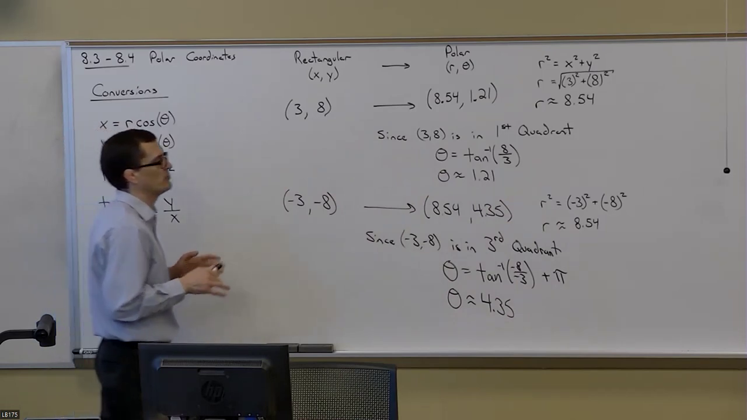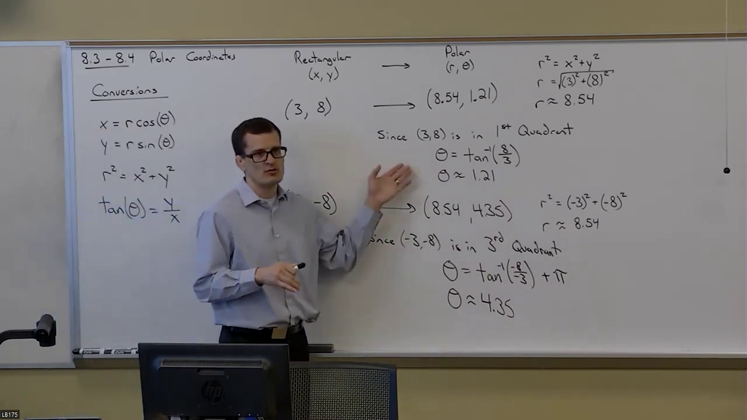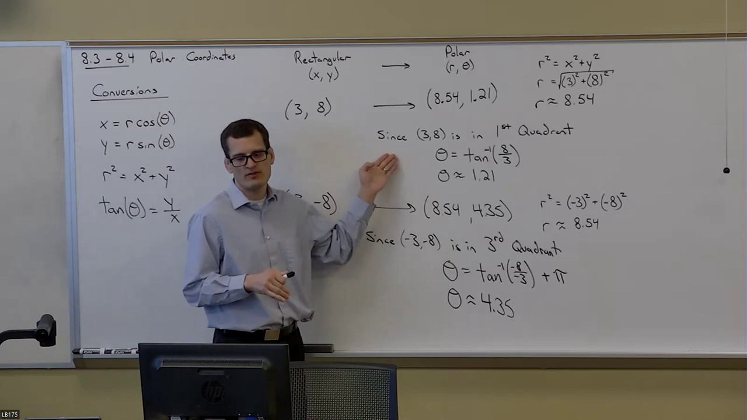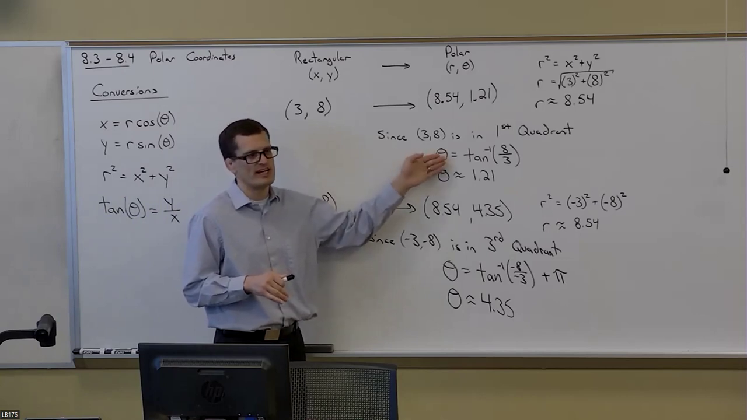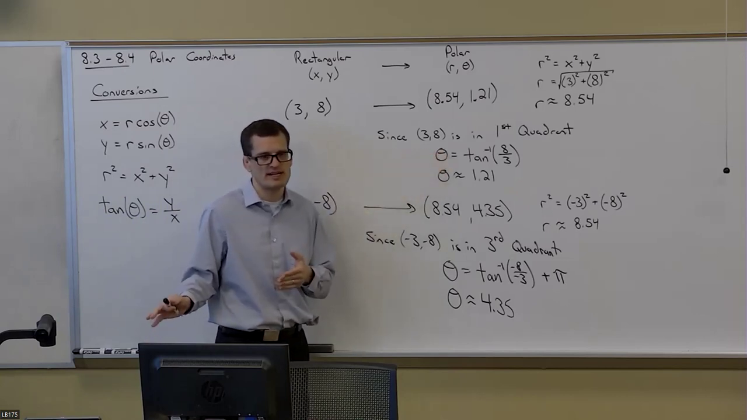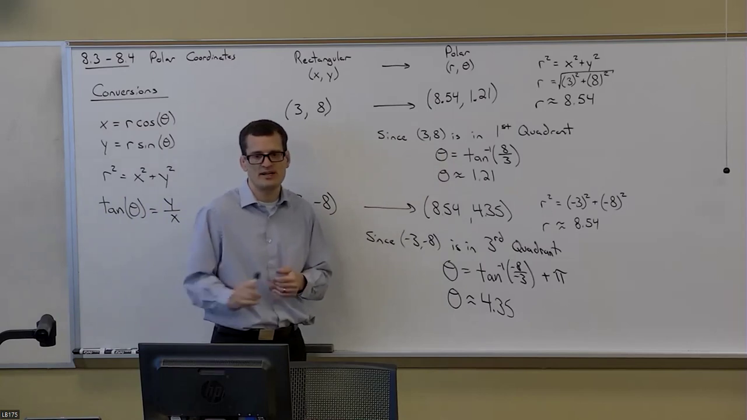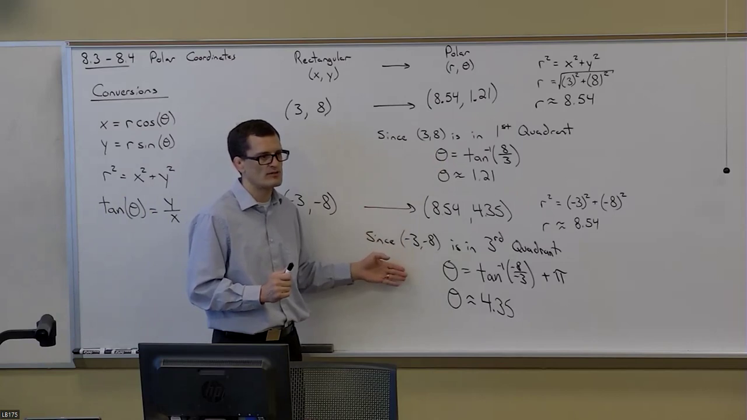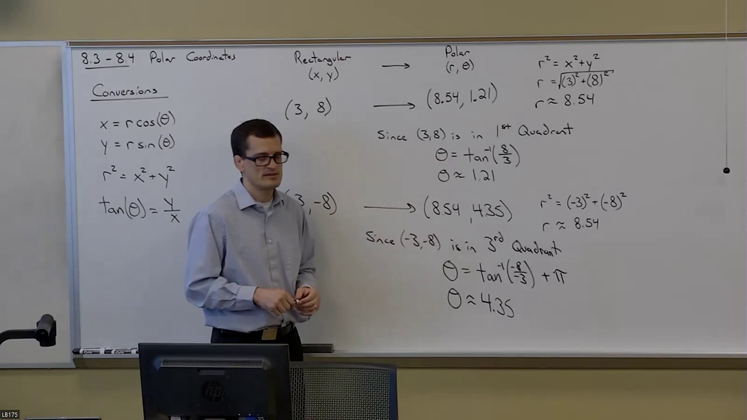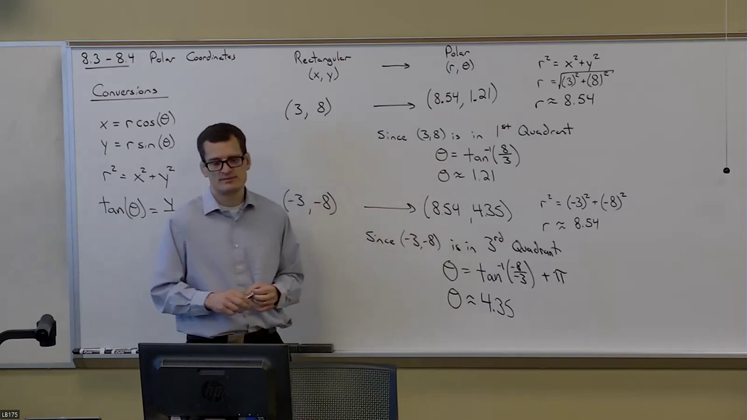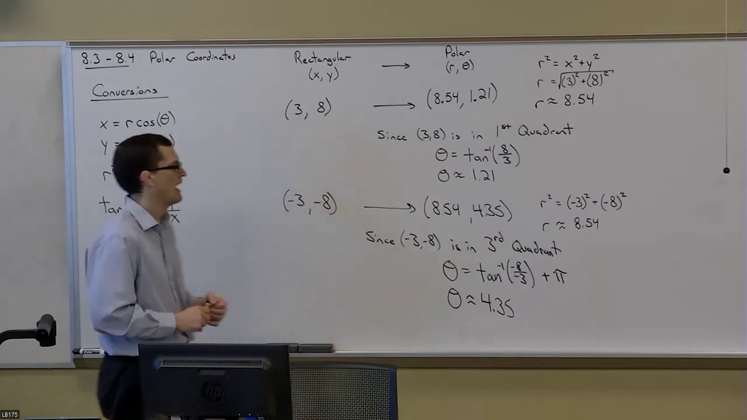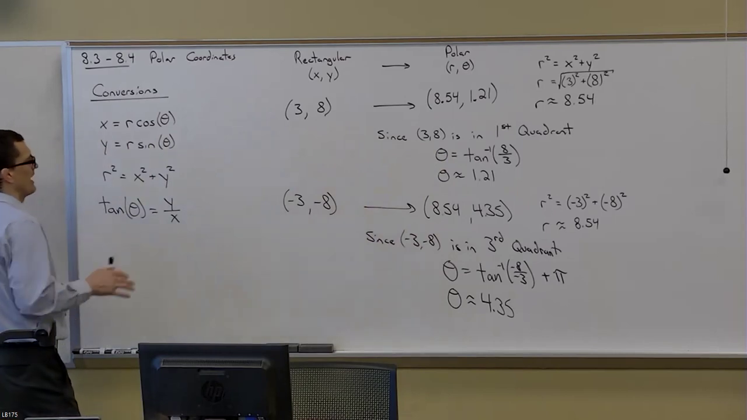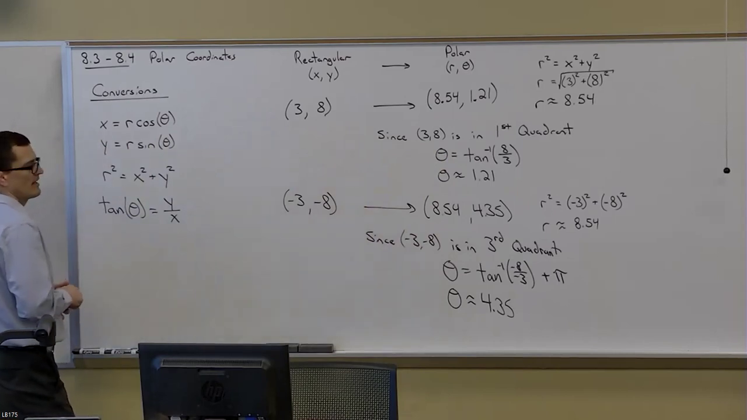So once again, if the point is either in the first quadrant or in the fourth quadrant, we're just going to use inverse tan because that's the quadrants that my calculator output is going to give me. If it's in the third quadrant or the second quadrant, then we use inverse tan and then add pi to it. And we saw the reasons for that last time.